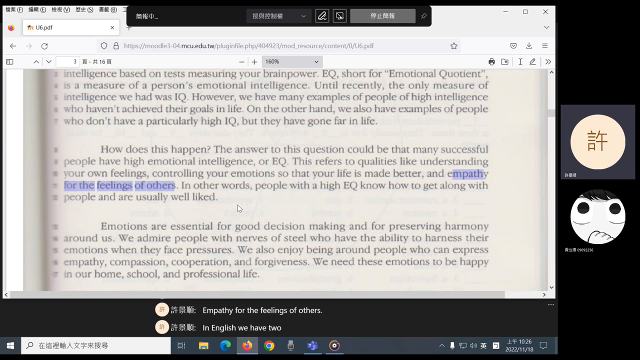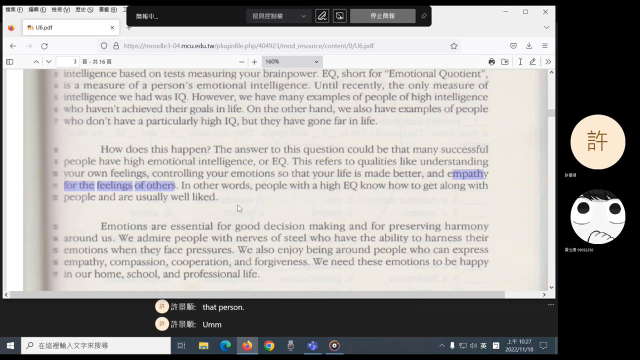In English, we have two words, empathy and sympathy. Usually we translate these in Chinese as empathy is 同理心 and sympathy is 同情心. The meaning of these two words have changed a lot in the history of English, but today, empathy is trying to understand what the other person feels. 同理心, 站在人家为角度. Sympathy is feeling that person's feelings, but not necessarily becoming that person.